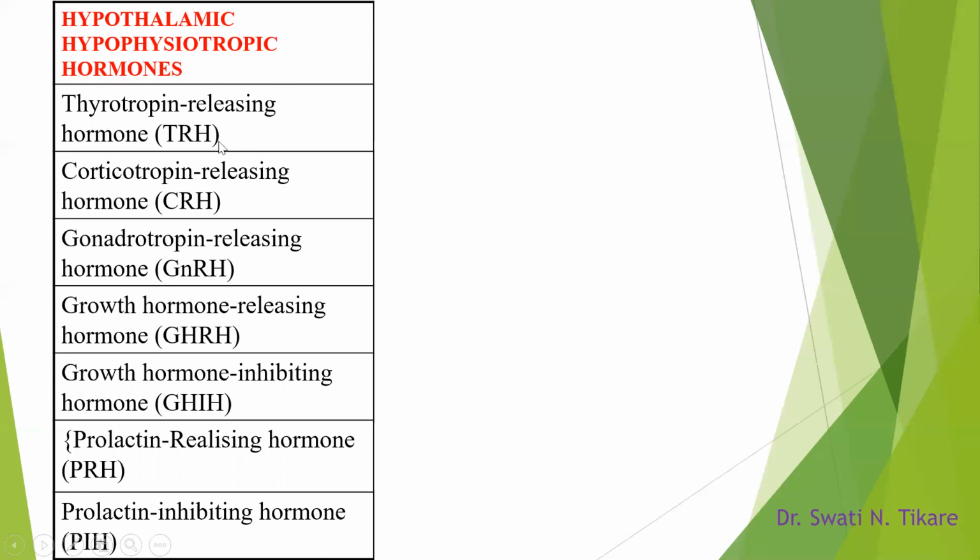Let's see the list. First one is the thyrotropin releasing hormone. Okay, TRH, thyrotropin releasing hormone, TRH. Then corticotropin releasing hormone, CRH.